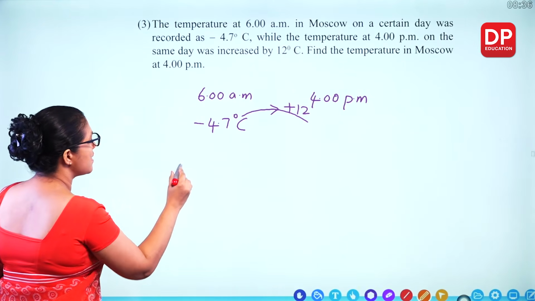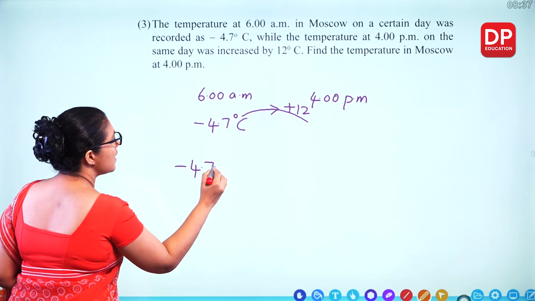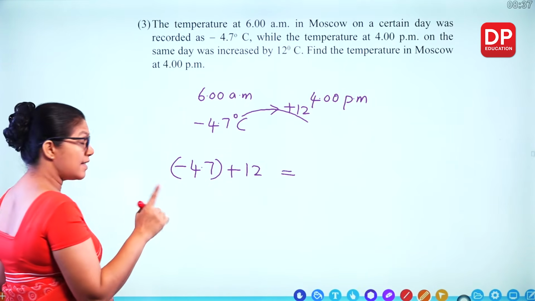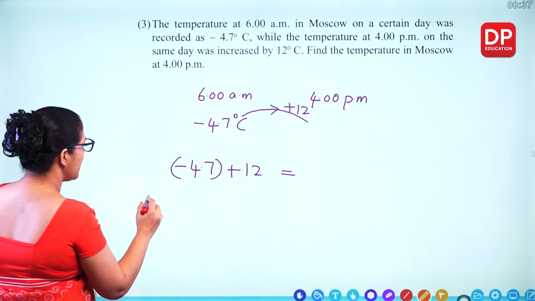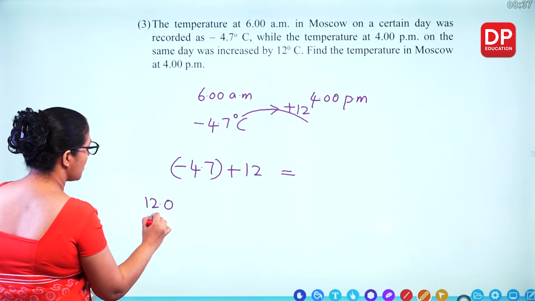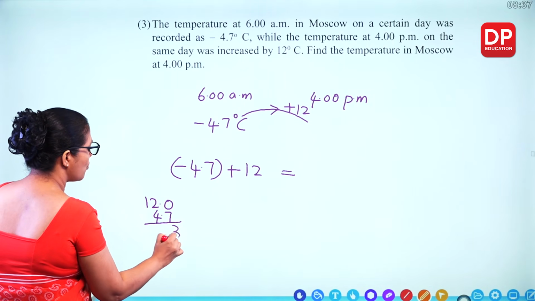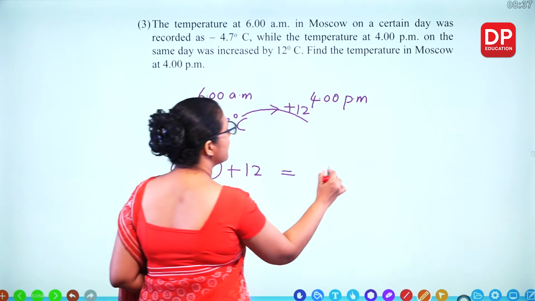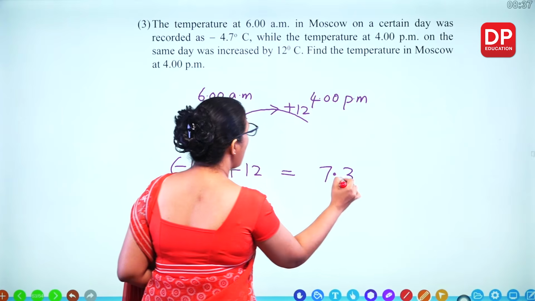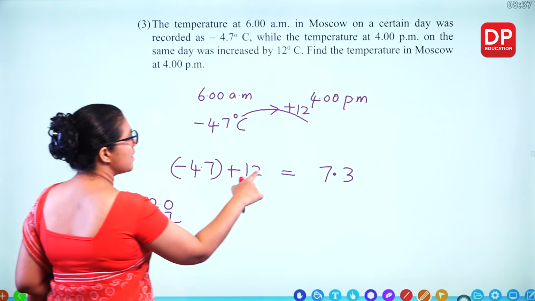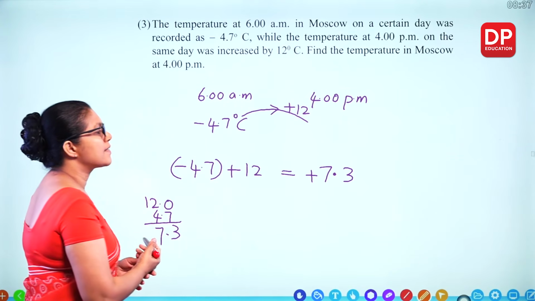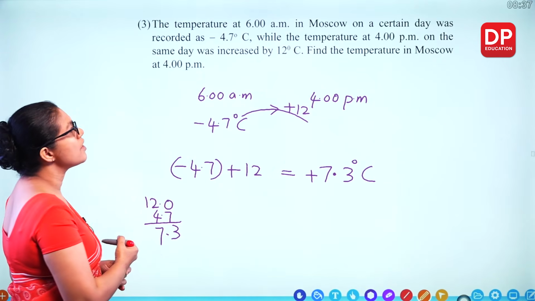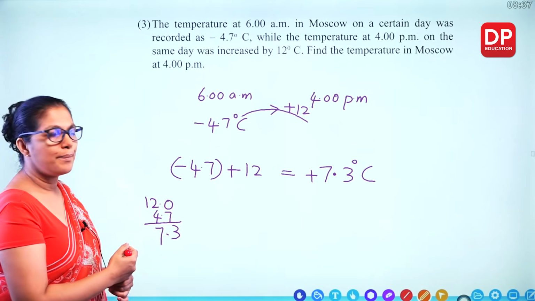So that means minus 4.7 plus 12. So what's the value? This is different signs. You take the difference first. 4.7. So you get 7.3. What's the sign? Bigger number is positive. So plus 7.3 Celsius is the temperature at 4 p.m.